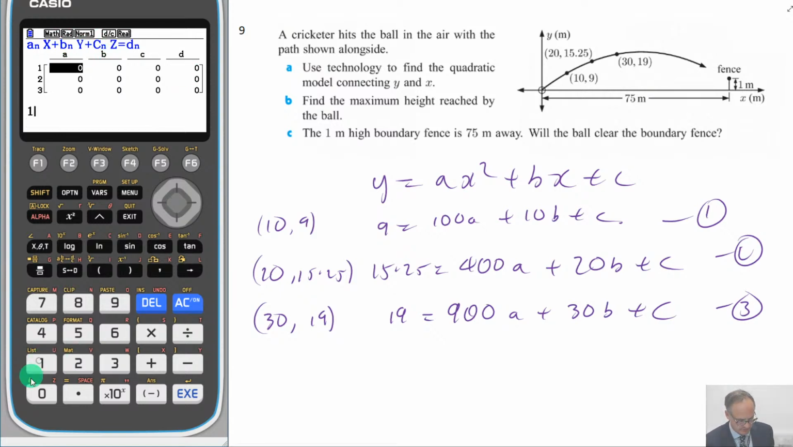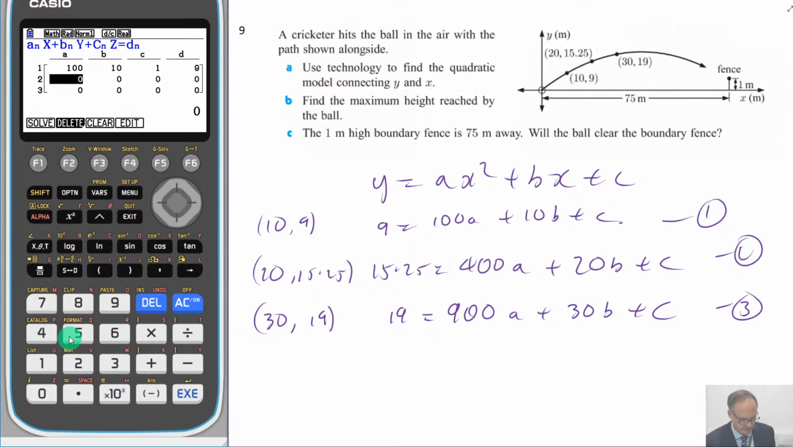So we go 100, and as long as you put them all in the same order, then you can't go wrong. And 1, and then the thing that all of this is equal to is 9. Remember, you must have all the variables on one side and the number on the other side.